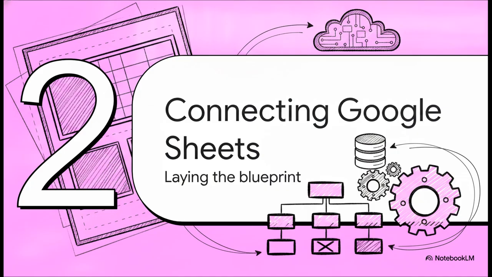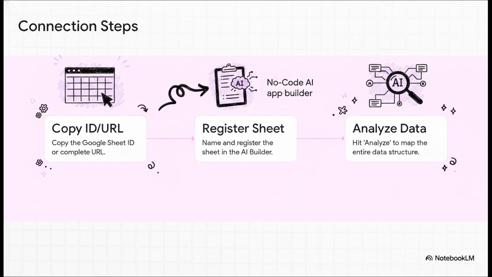Moving right along to step 2, connecting your Google Sheets. This is where we lay the blueprint. Getting started is almost too easy. You literally just copy the ID or the URL of your Google Sheet. Then, you drop it into the no-code AI App Builder's registration section, give it a name like HR System or maybe Pharmacy Medical System, and hit Save. After that, you just grab that sheet from a drop-down menu and click Analyze. That one single click sets the entire engine in motion.